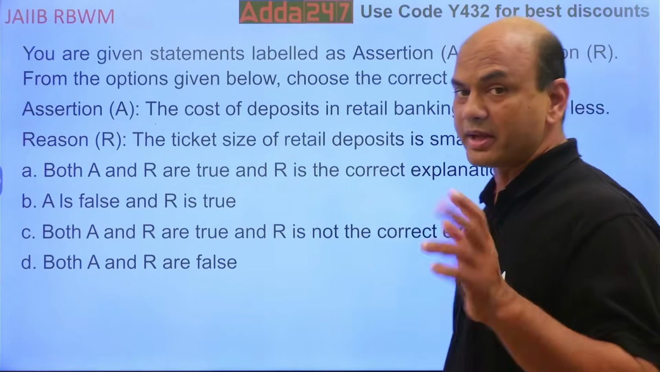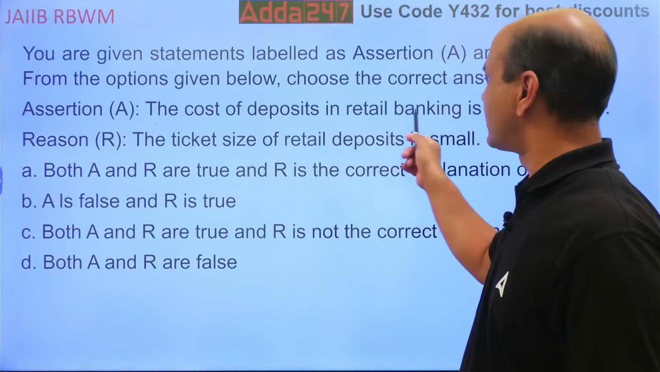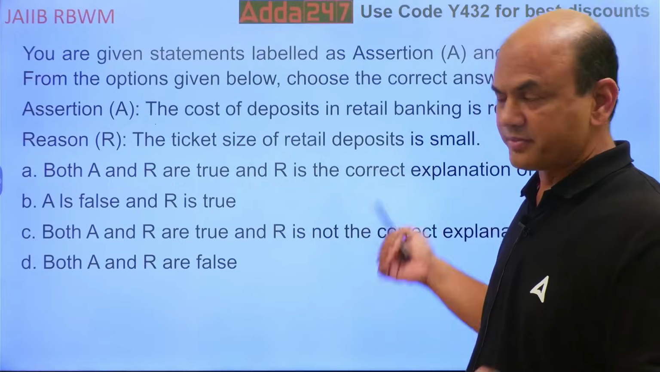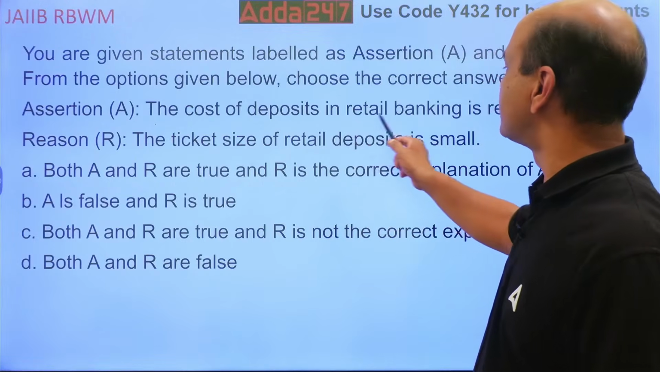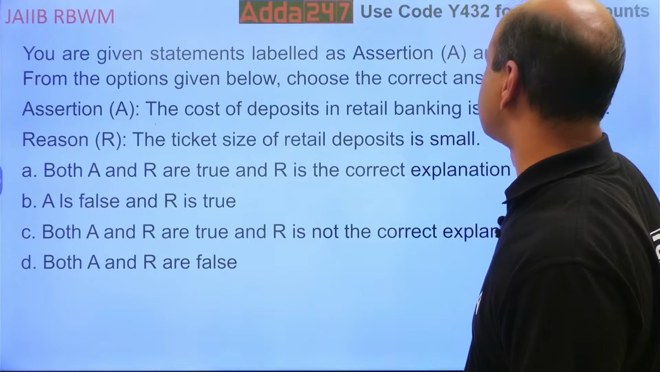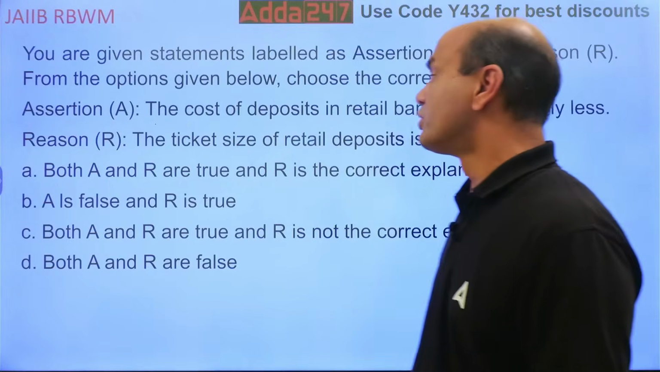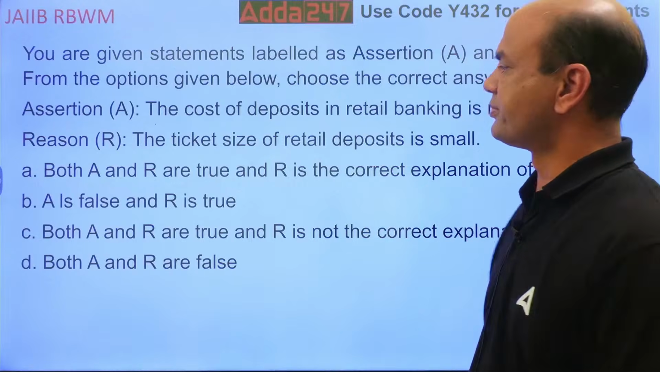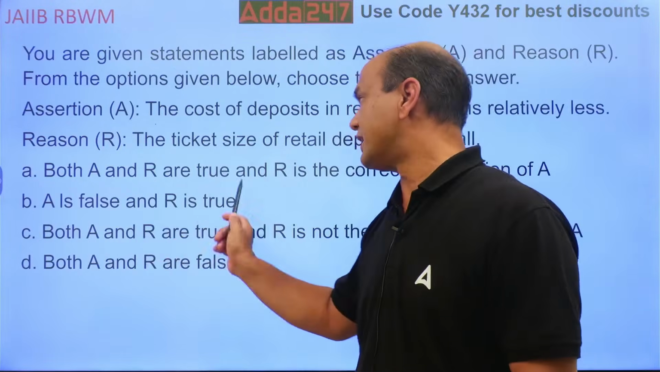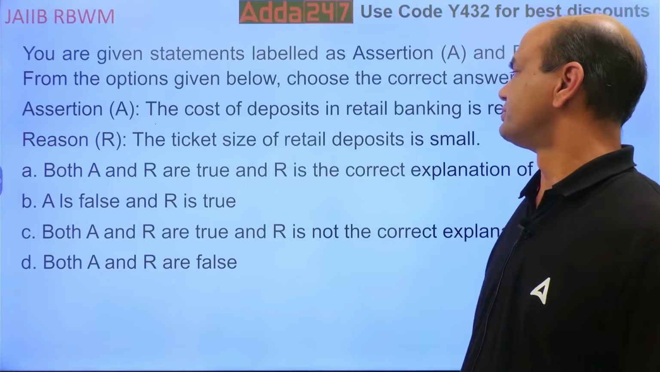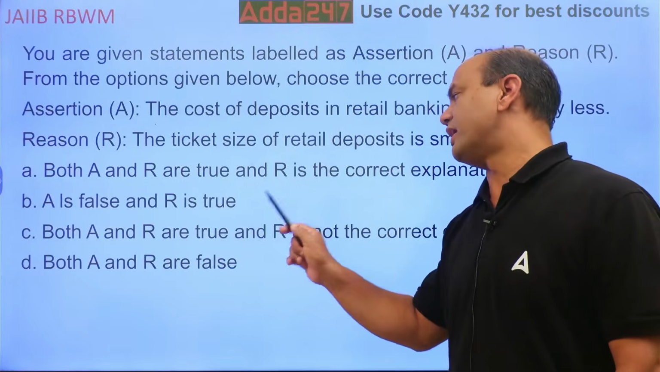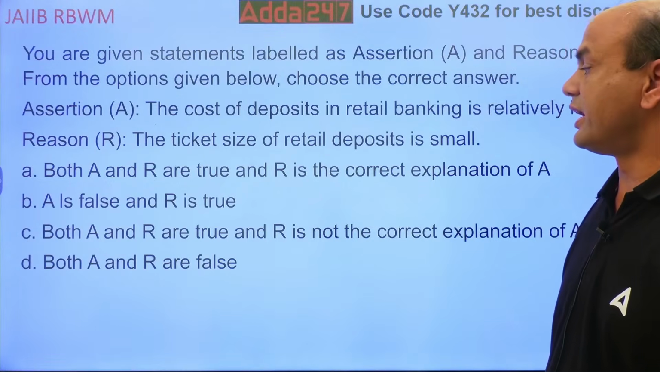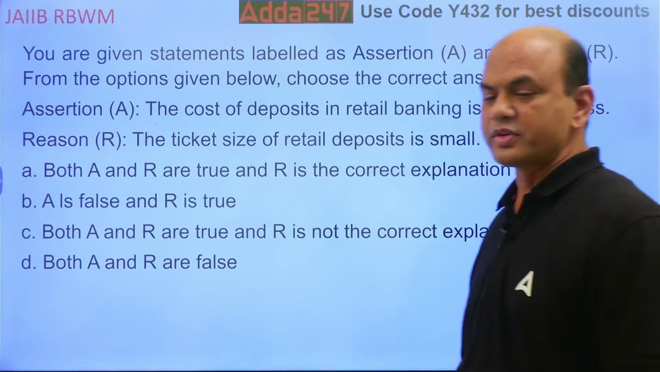So now compare these two. The cost of deposits in retail banking is relatively less. The options are: both A and R are true, and R is the correct explanation of A; A is false, R is true; both A and R are true, and R is not the correct explanation of A; and A and R are false. So which one is correct over here?